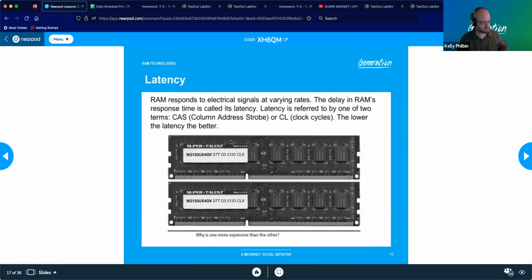So knowing what we know now about latency, Kelly, can you please tell me which of these two modules would be faster?